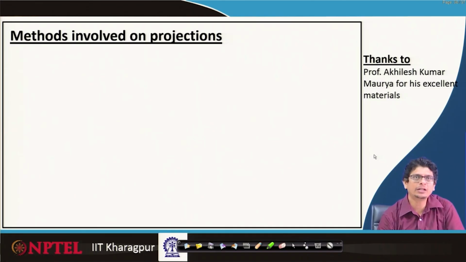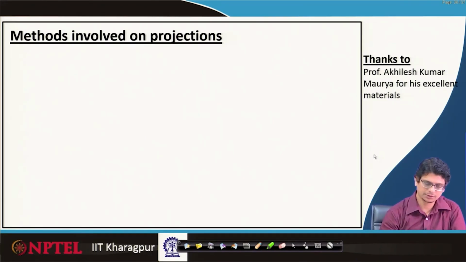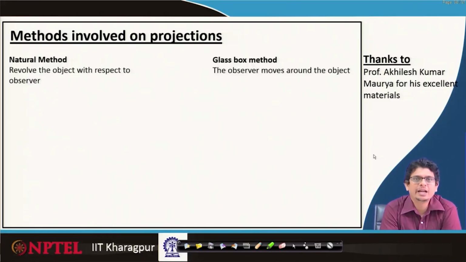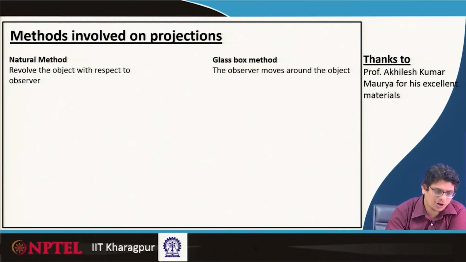Now, we will look at the methods involved in these projections. Any projection we divide into two methods. One is the natural method, the other one is the glass box method.